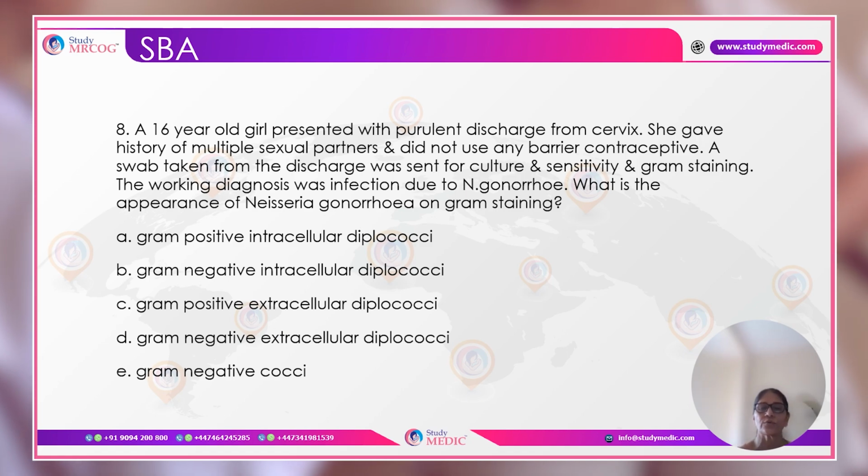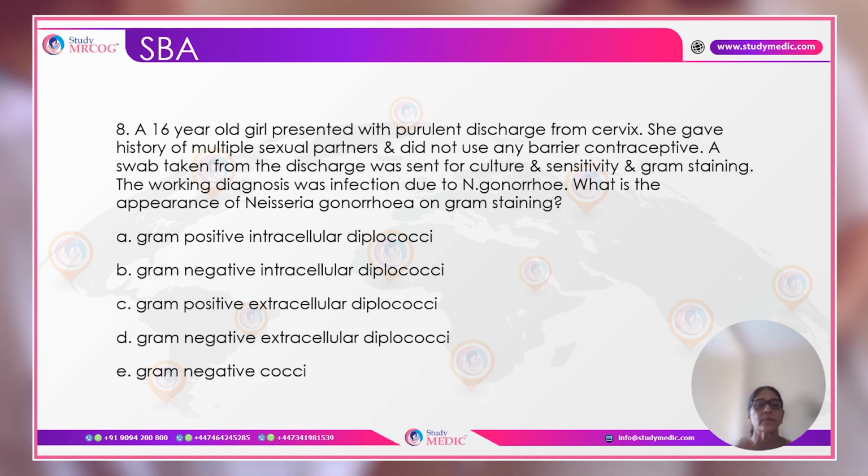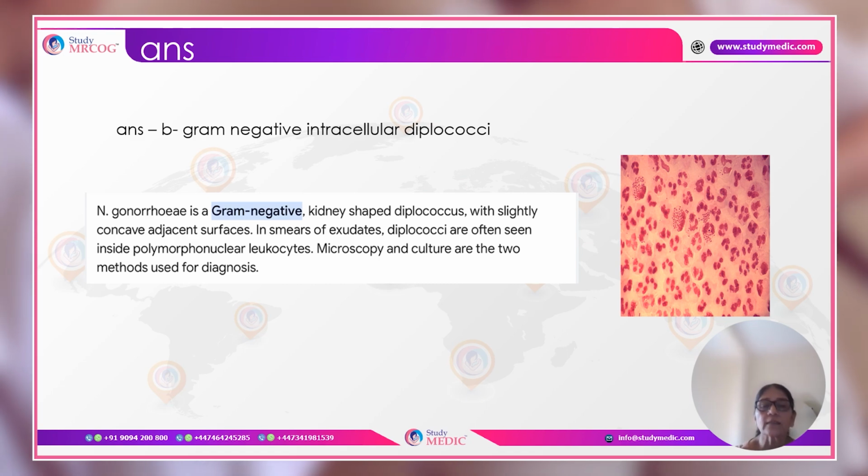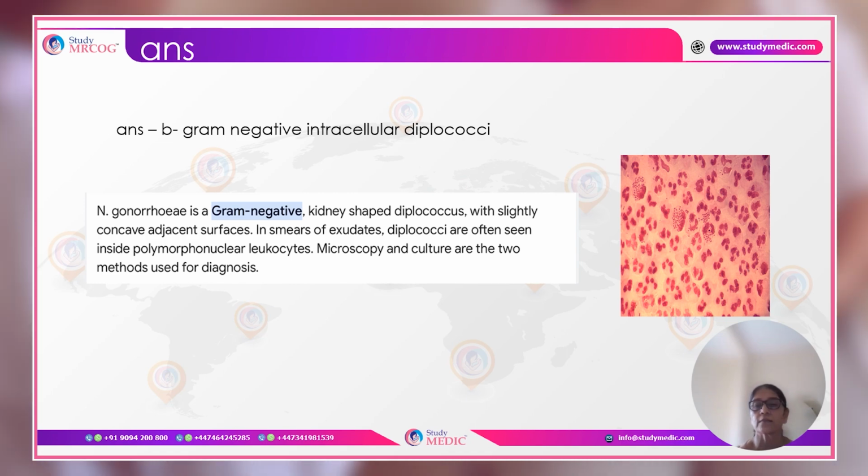Neisseria gonorrhoeae, they are gram negative intracellular diplococci. You don't have to even think once or twice. Okay, the appearance is very typical. They are always intracellular, they are gram negative and they are diplococci. The appearance is like they are a little bit kidney shaped. So whenever you see anything that is intracellular and it is gram negative and diplococci, it is Neisseria gonorrhoeae and nothing else.